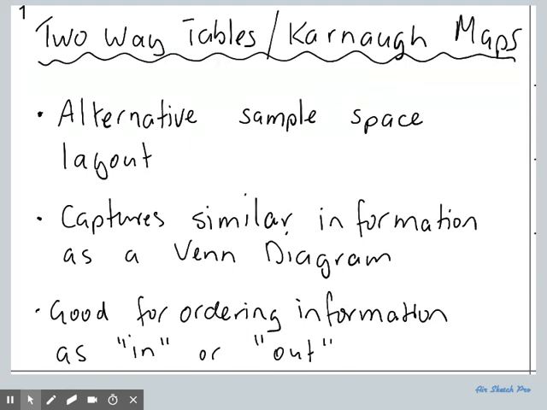So I'm going to hand out a worksheet right now because the worksheet has an example at the start of a Karnaugh map or two-way table. Like I did with the Venn diagram example, I'm going to unpack that example for you right now so you can see how it's constructed in practice.